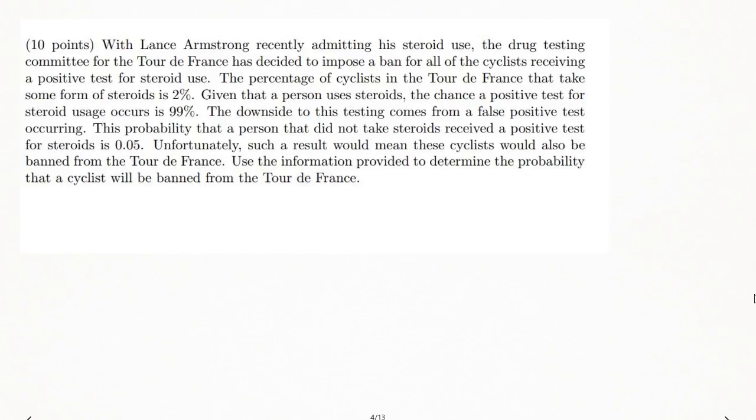Okay, so how the heck do we do this? Well, this is conditional probability, and I'll show you how it works, and then I'll show you a nice route to get there with the multiplication principle, because that's essentially what we're using for this problem. So, first piece of information: the percentage of cyclists in the Tour de France that take steroids. Let me put probability of taking steroids.